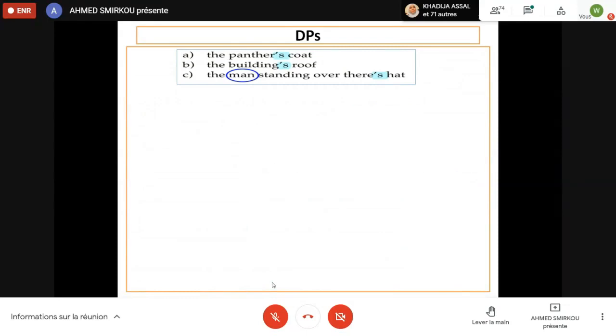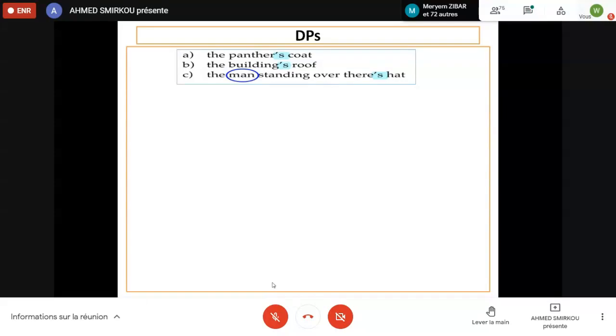Now, looking at A and B, we notice that the possessive S is attached to the person who owns something, the possessor: the panther's, the building's, the man's book, the husband's wife, and so on. So the rule is that the genitive S is attached to the possessor, the person who possesses something. But what about C? The man standing over there's hat. What do you notice? Try to compare A and B with C.